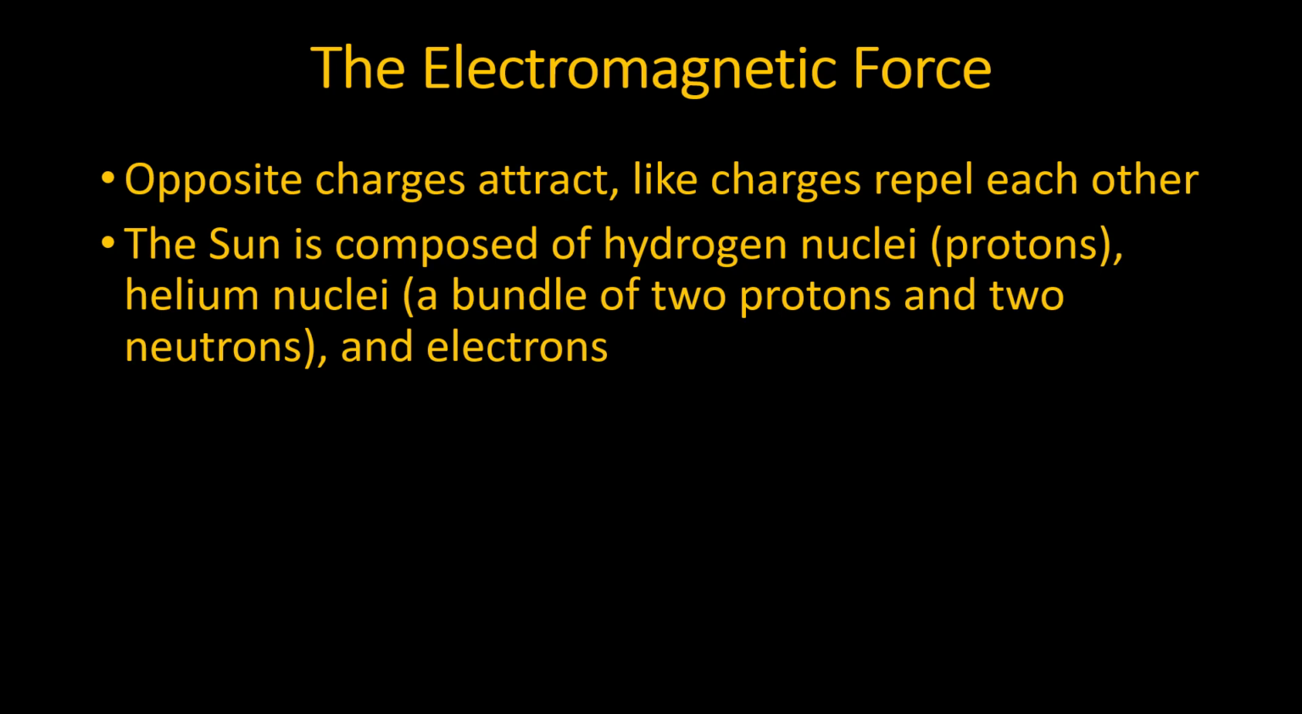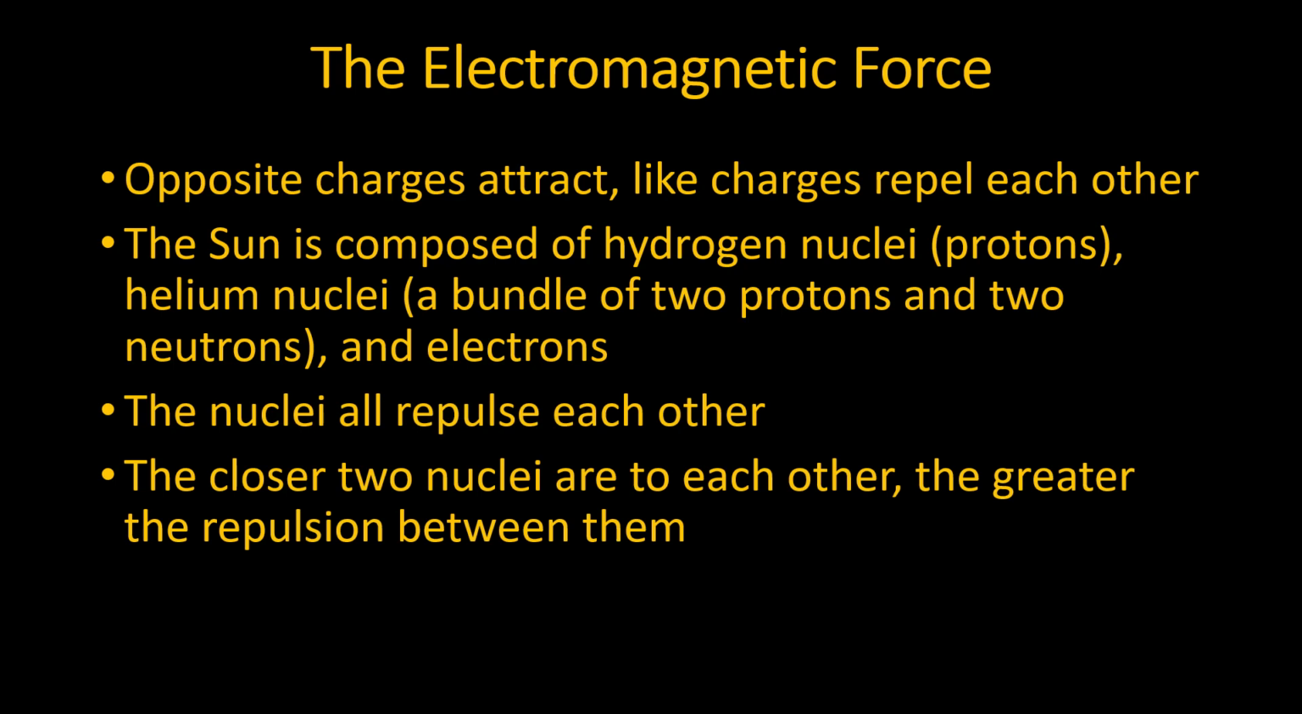In the sun, the things we're concerned about are all charged particles. Positively charged protons, which we'll be calling hydrogen nuclei, helium nuclei, which is a bundle of two protons and two neutrons held together by the strong force, and negatively charged electrons. A final feature of Coulomb's law is that the electric force between charged particles gets weaker with the square of the distance as that distance increases, but as they get closer together, that repulsive force gets much stronger. The closer the two nuclei are to each other, the greater the repulsion between them.